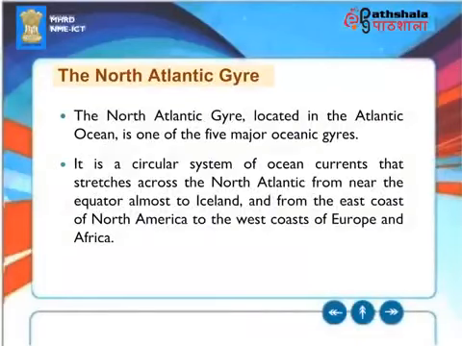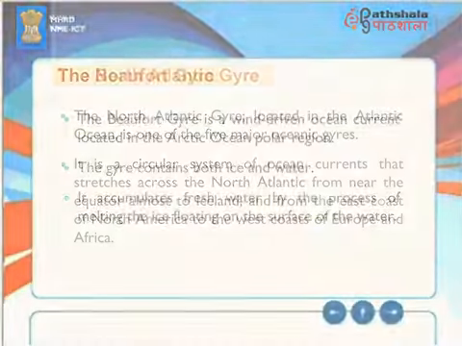The North Atlantic Gyre. The North Atlantic Gyre, located in the Atlantic Ocean, is one of the 5 major oceanic gyres. It is a circular system of ocean currents that stretches across the North Atlantic from near the equator almost to Iceland and from the east coast of North America to the west coasts of Europe and Africa.